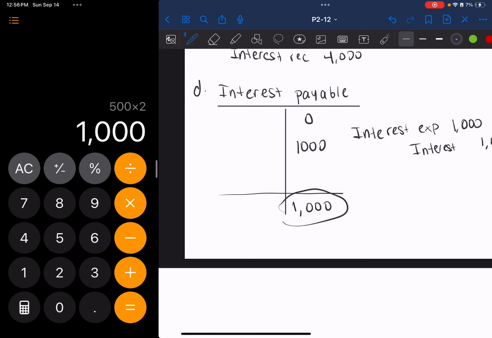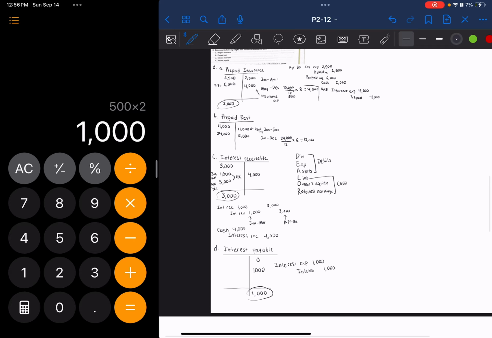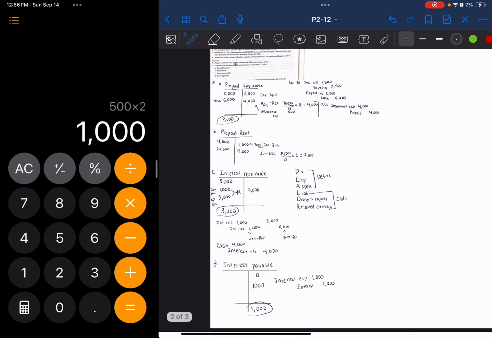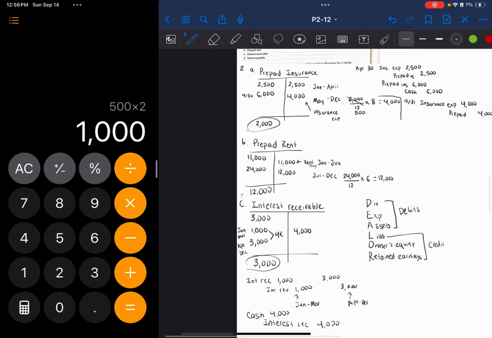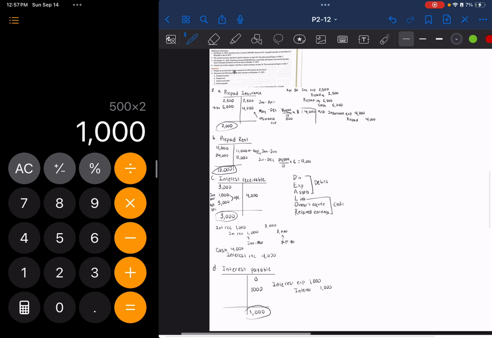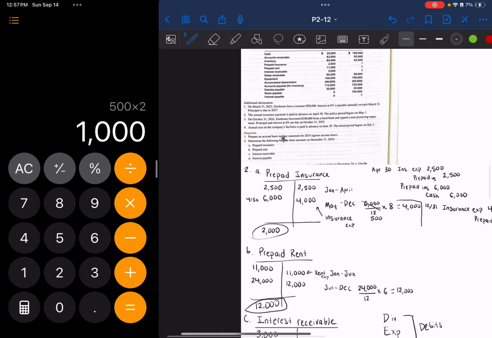So I'll zoom out for a minute to let you see everything. Basically, we have prepaid insurance ending 2,000, and then I didn't calculate ending for prepaid rent, but that would be 12,000 when you net it out. So, A 2,000, B 12,000, C 3,000, and D 1,000. So hopefully working through the T accounts helps make the problem a little bit more clear.